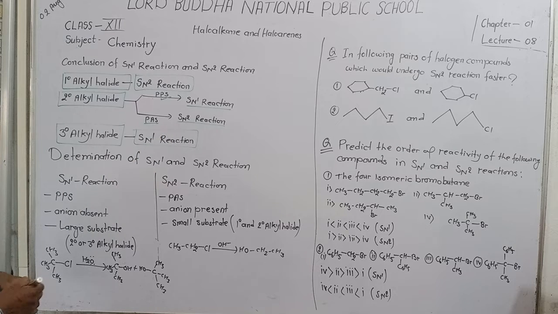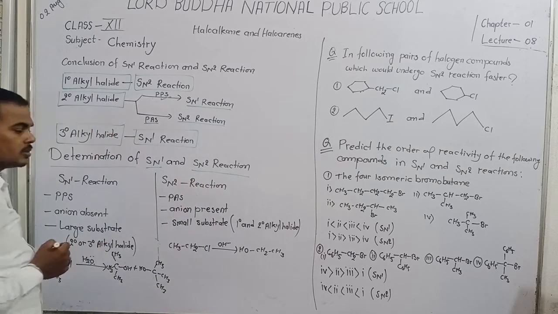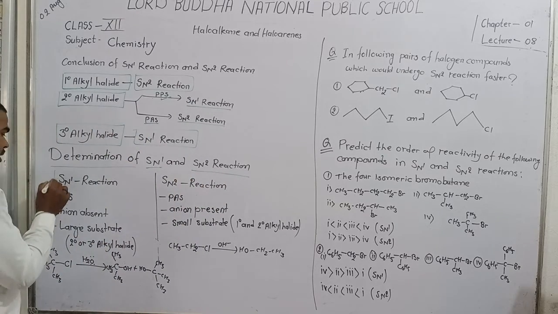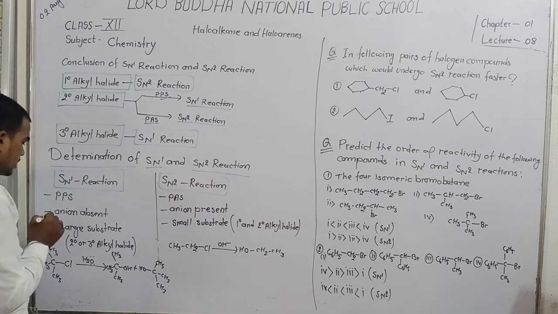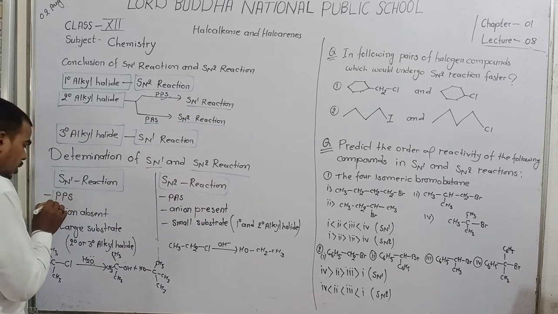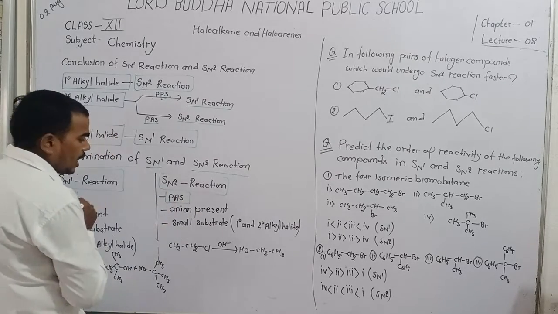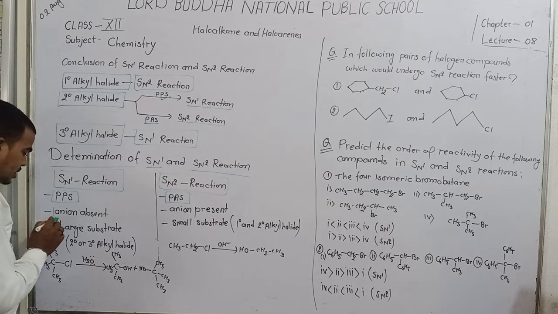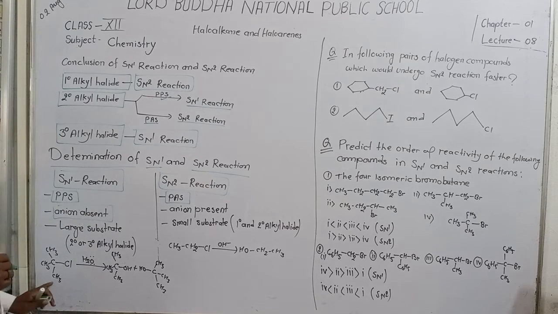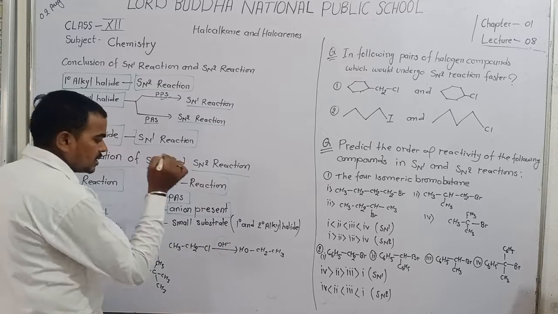Okay. Now discuss the determinations of SN1 reaction and SN2 reaction. Yes, student, firstly we discuss that SN1 reaction is favorable for polar protic solvent, but SN2 reaction is favorable for polar aprotic solvent. Okay. Dear student, in this reaction anions are absent. You observe here, in this reaction no anions, but in this reaction anions are present.